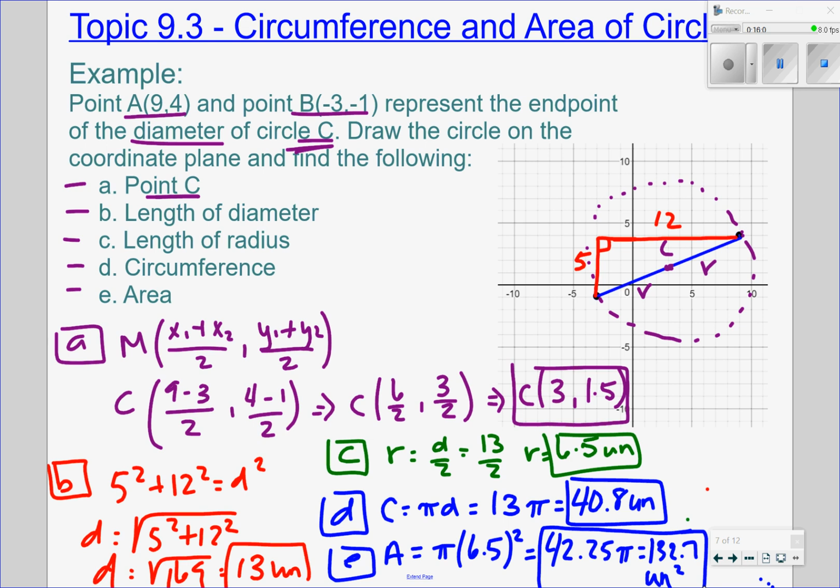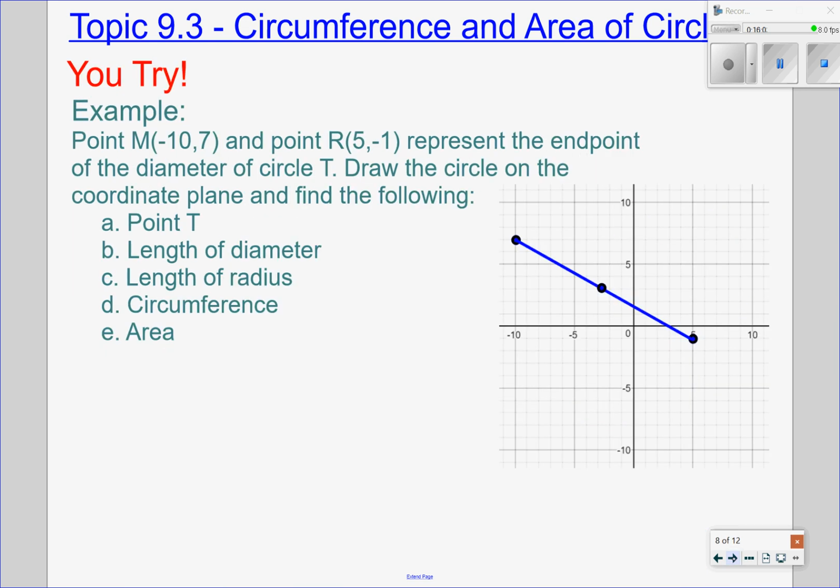Once you have this process down, go ahead and try one on your own. Go ahead and pause your video, follow the same steps here. Now we have M and R representing the endpoints of our diameter. Go ahead and find the midpoint and then length of your radius and your diameter, and then go ahead and substitute those values.